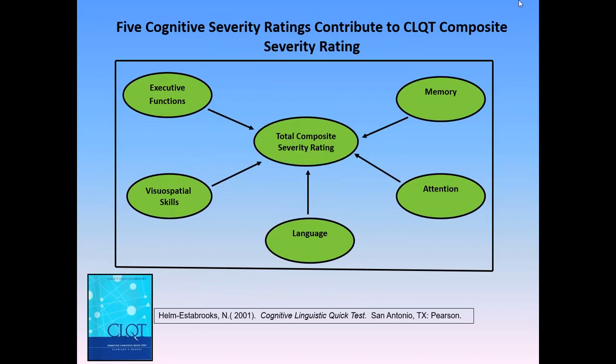Okay, so here are our five cognitive domains around the periphery of this illustration. And those all will contribute to a total composite severity rating. So we'll get severity ratings in executive function, visual spatial skills, language, attention, and memory. And in a summary, we can get a total composite score for overall cognition.